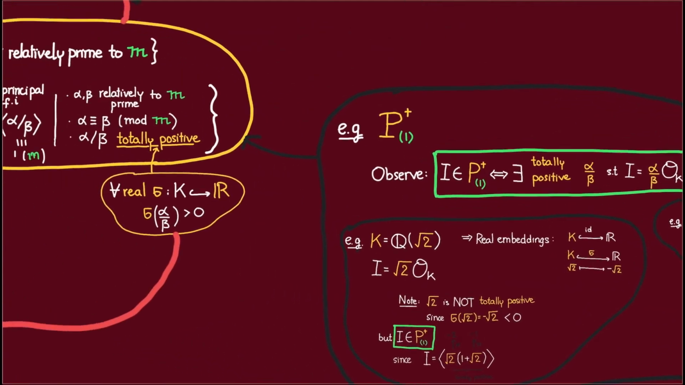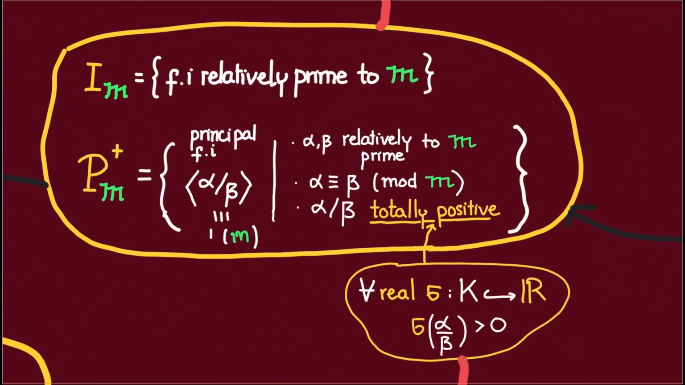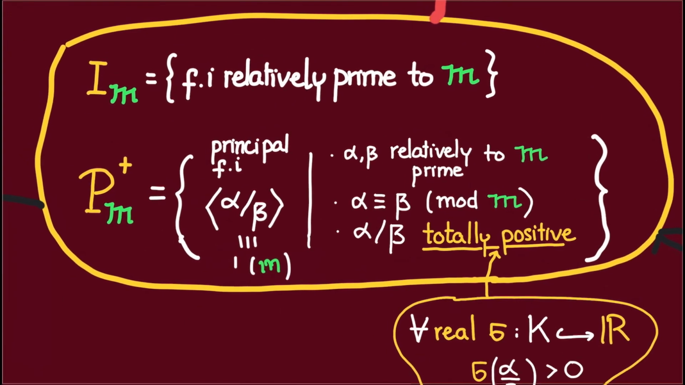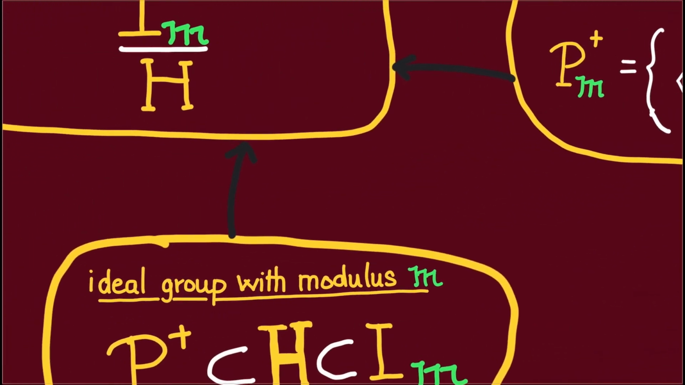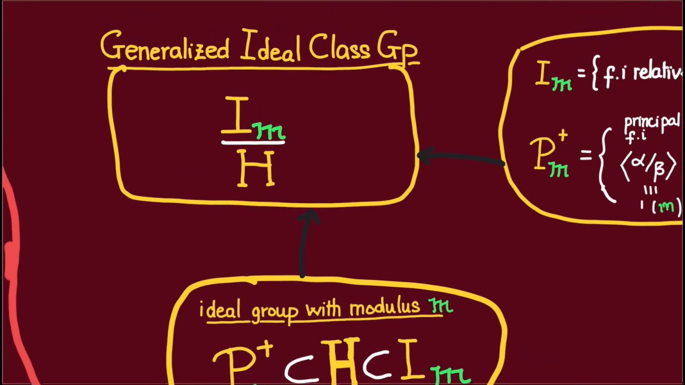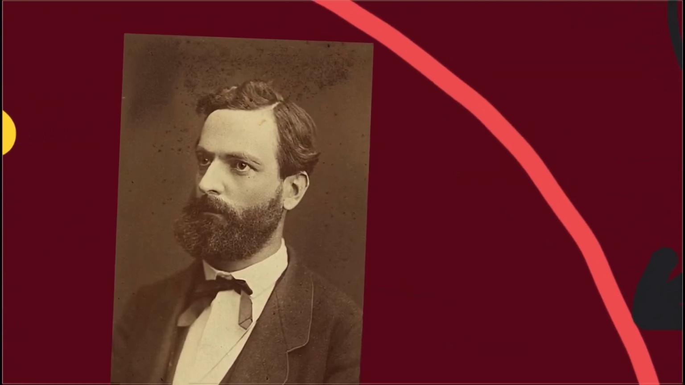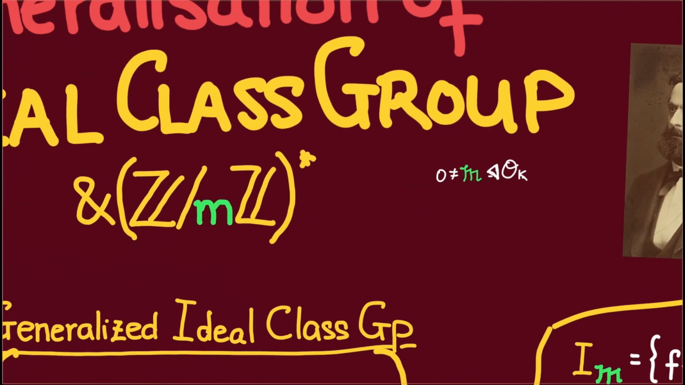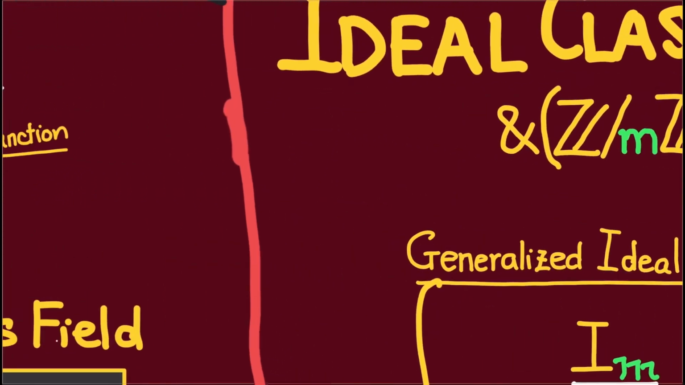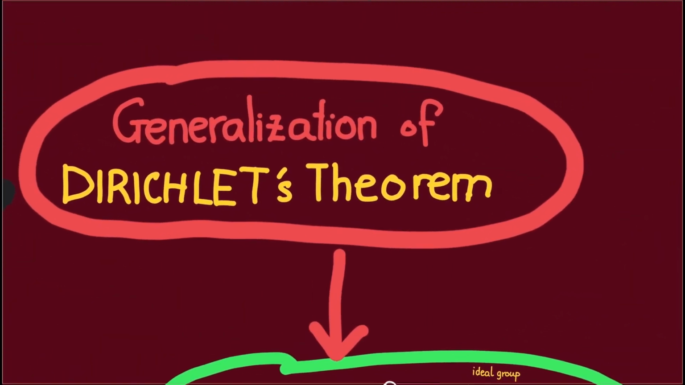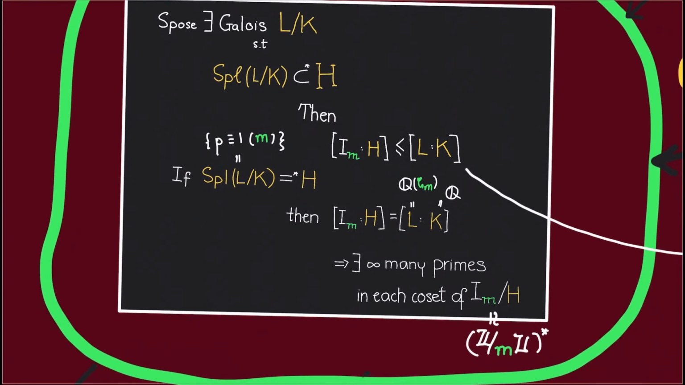So those are some examples of ideals lying inside P_M^+. Now that we have defined I_M and P_M^+, up next we're going to define the notion of generalized ideal class group. And then we're going to talk about how Weber used this notion of generalized ideal class group to generalize Dirichlet's theorem on primes in arithmetic progression.